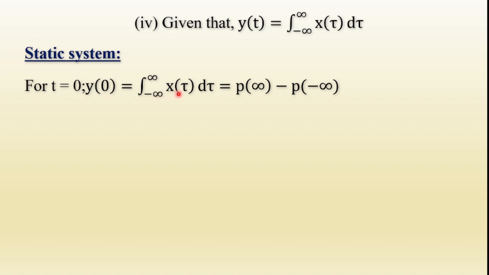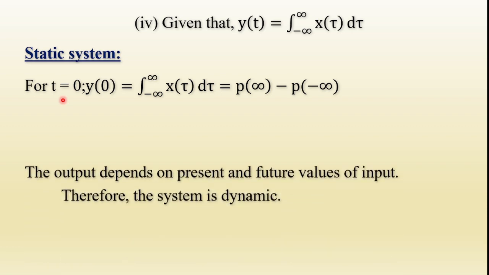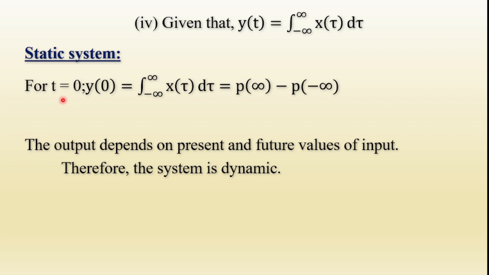So the integral of x of tau d tau, you can consider as p of tau over minus infinity to plus infinity, and after substituting the upper value and lower value of tau we get p of infinity minus p of minus infinity. So now here, what is the present value? t is equal to 0. So the output of the system depends on past and future values of the input. Hence the given system is a dynamic system.